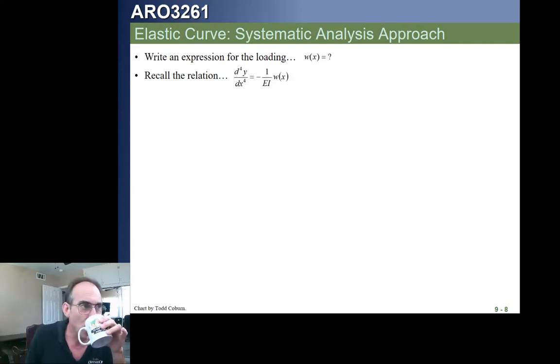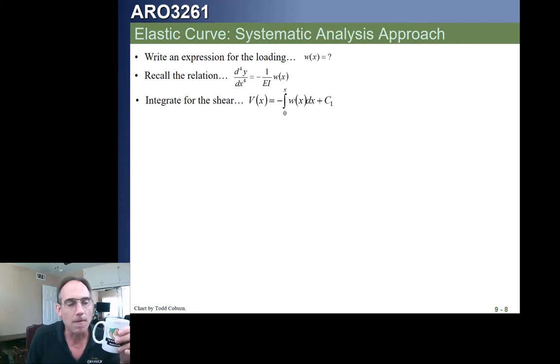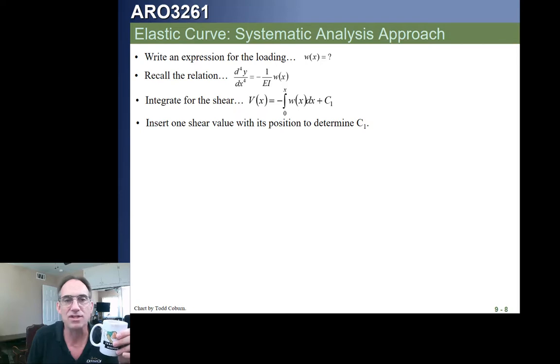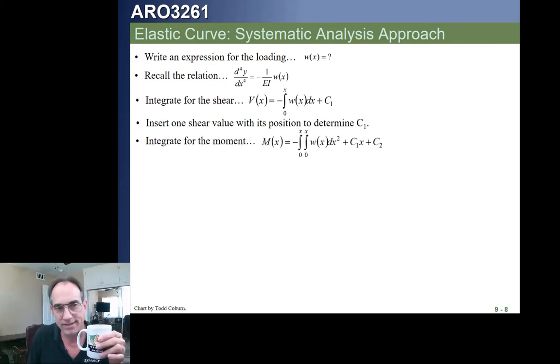So, because this is true, we're going to integrate once for the shear. Our constant of integration is going to be 0. You actually don't have to insert a shear value with its position because we know that C1 is going to come out to be 0. Why? Because I told you so. Otherwise, go ahead and calculate it yourself. We're then going to integrate again to get the moment. We're going to have a new constant of integration pop into being, which is also 0.